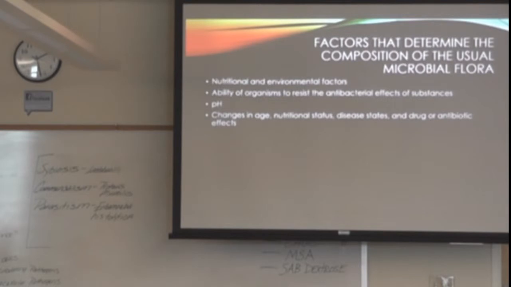All right, factors that are going to determine the composition of usual flora. So nutritional and environmental factors, the ability of the organism to resist antimicrobial effects of substances, such as bile and lysozyme or fatty acids. pH is another one. Again, going back to the female genital tract, the pH of that environment is usually 4 to 5. If it gets altered, that's when you usually can have infection. Okay? And then, of course, the changes in age and nutritional status, disease state, drug or antibiotic effects.